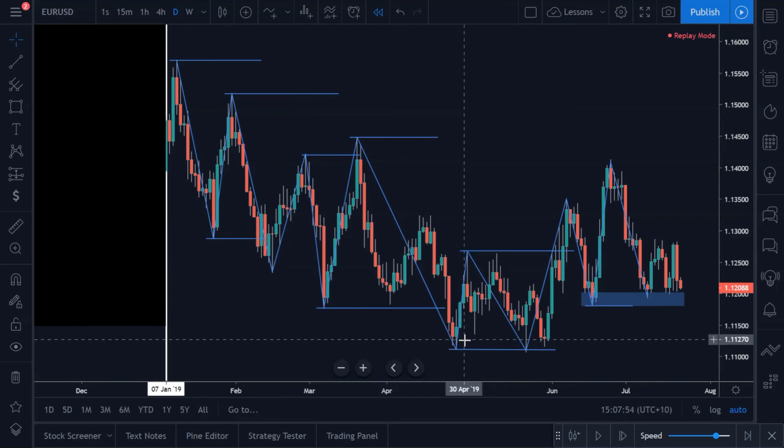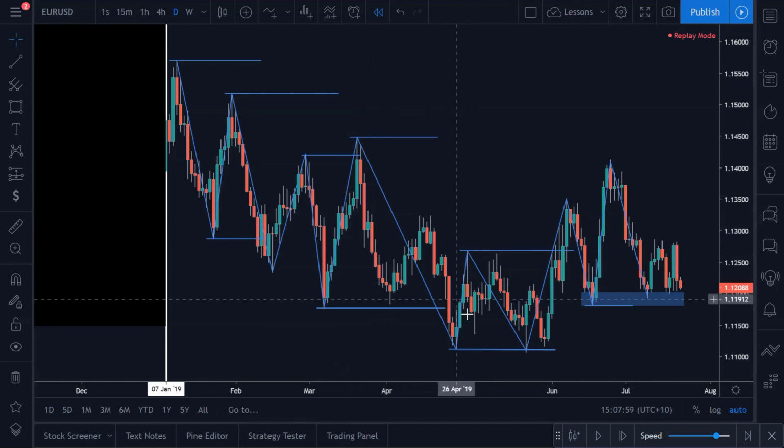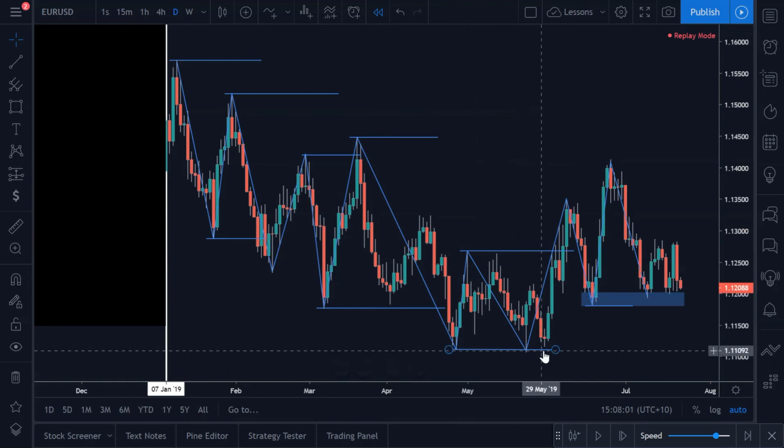Once we made this new low, we had a pullback that did not break and close above this high. So we had a bearish trend still intact. And then we tried to roll over into a new low, but failed. And we double bottomed down here.